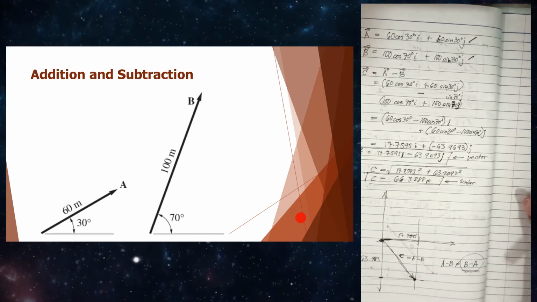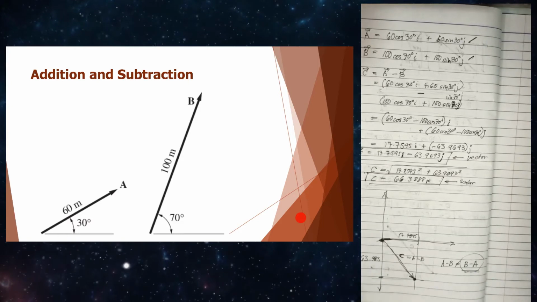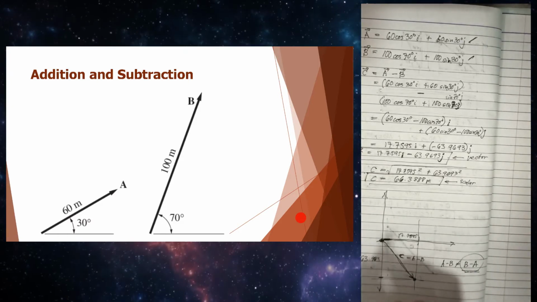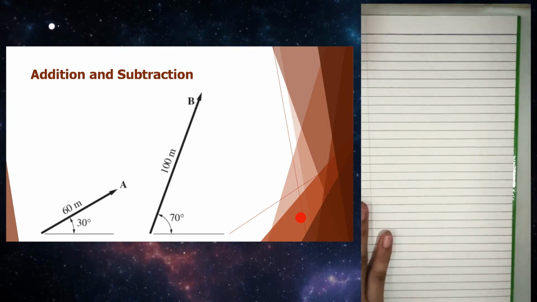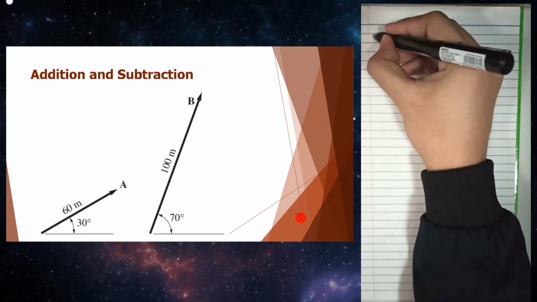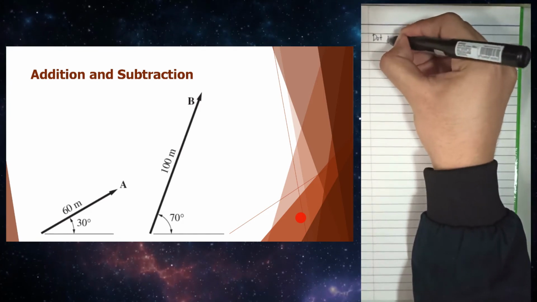Sa multiplication of vector, may dalawang uri ng multiplication ng vector. Yung unang application ng unang multiplication is yung tinatawag nating dot product.